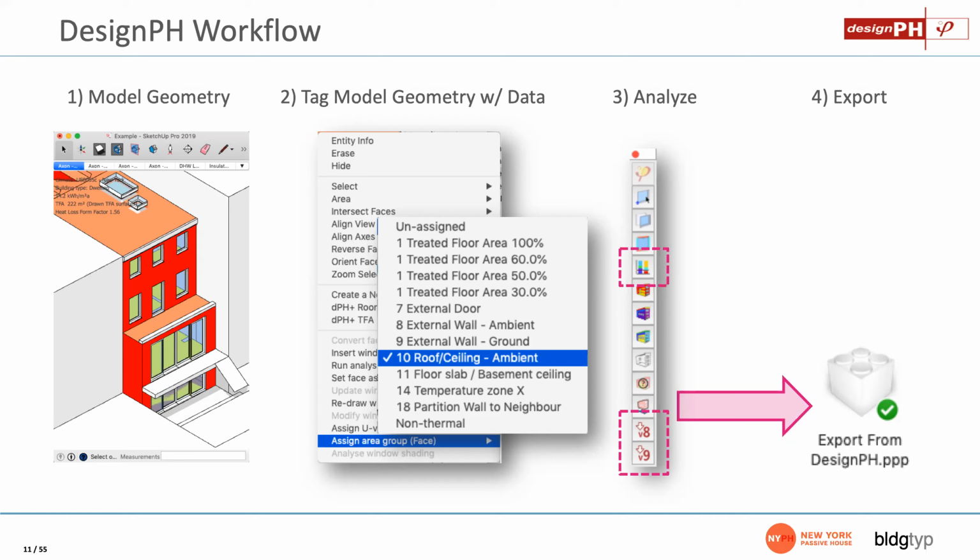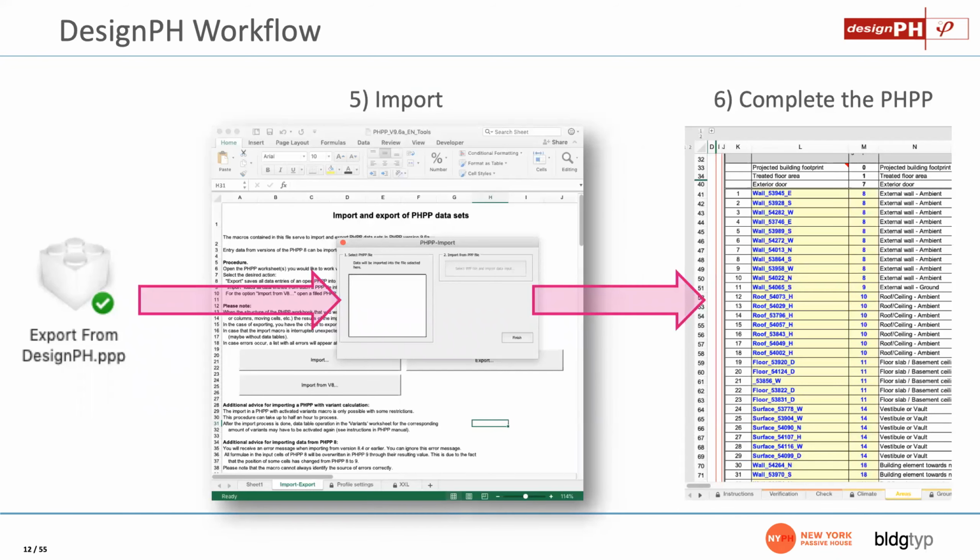And there are a couple of steps associated with that. So first of all, we need to pull all of the relevant data out of SketchUp. We save it to something called a PHPP file. That's just a special type of text file, a special format. That file is then read into, or imported into, your PHPP file.